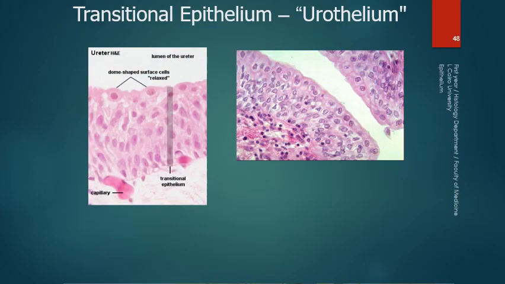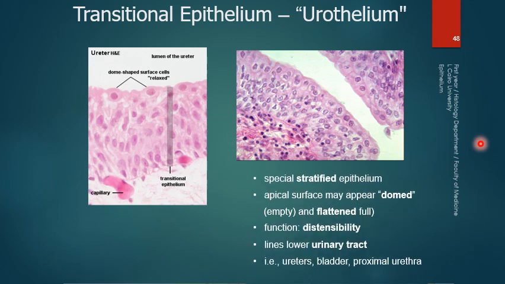Transitional epithelium, or uroepithelium, as you can see here, has a non-clear basement membrane. All the cells are rounded, each with a rounded central nucleus. The most superficial cells are large dome-shaped or cuboidal cells. As we said, it is present in the ureter, in the bladder, and the proximal part of the urethra. The function is distensibility.